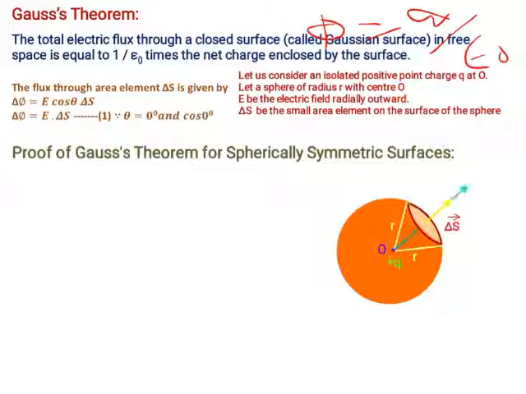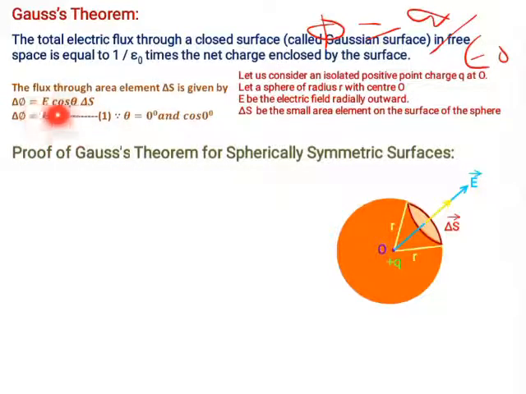Then where is the electric field? Definitely electric field line is always moving from positive charge to infinity. It is always outward. The direction of electric field is outward due to this charge. So this electric field is also a vector quantity. The flux through area element delta s is given by delta phi is equal to E cos theta delta s, which we discussed already in the previous slide. Then delta phi is equal to E dot delta s.